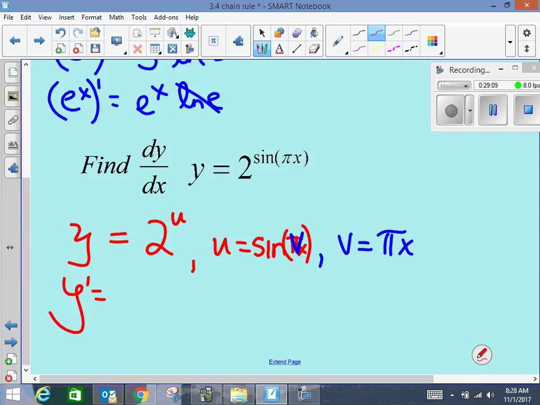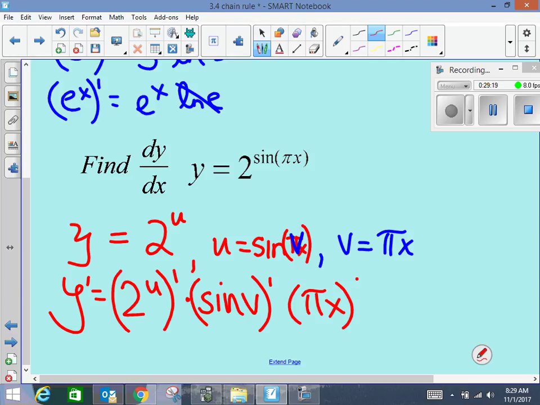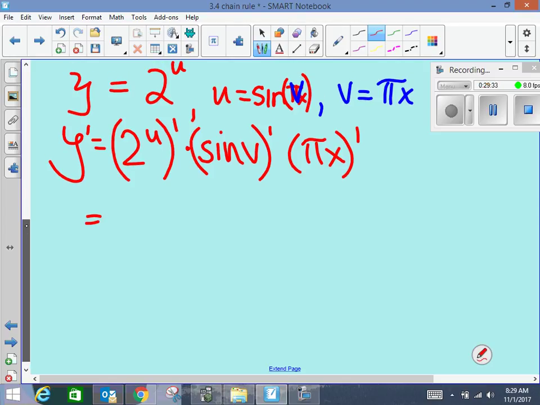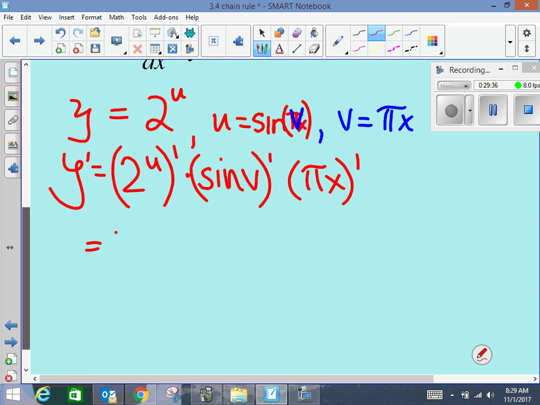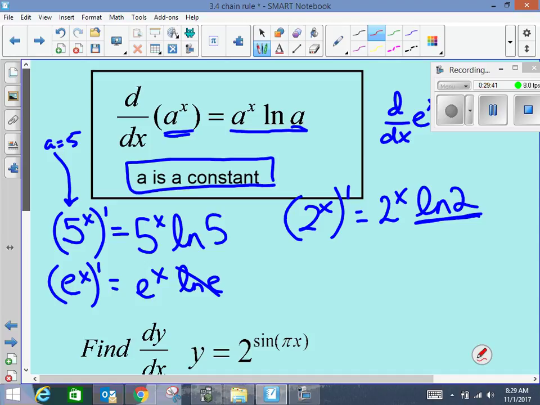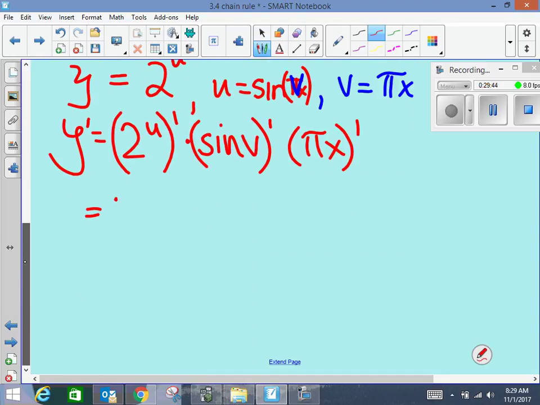So now we're interested in y prime, which is 2 to the u derivative times sine of v derivative times pi x derivative. Remember, pi is a constant when you get to that piece. All right. This is the new derivative. What's the derivative of 2 to the u? 2 to the u. There you go.